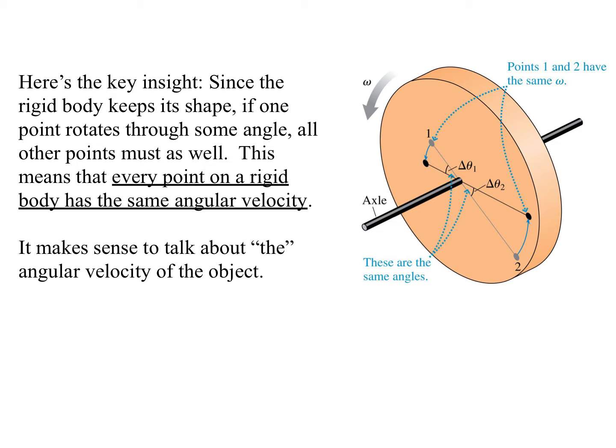Here's the key insight. Since the rigid body keeps its shape, if one point rotates through some angle, all the other points must also. This means that every point on a rigid body has the same angular velocity. And that is really crucial. They share the same omega because they keep the same shape, which means they have the same relative orientation. Therefore, it makes sense to talk about the angular velocity of the object rather than having to worry about the angular velocity of each of the individual constituents.